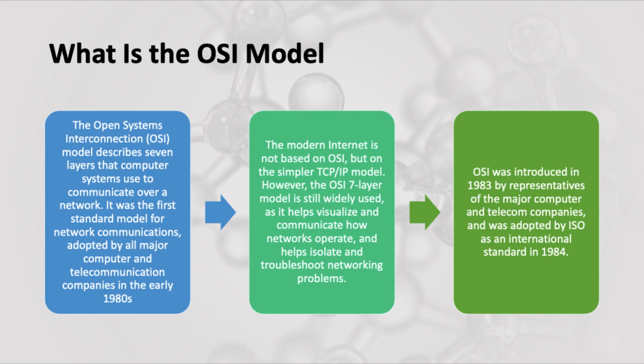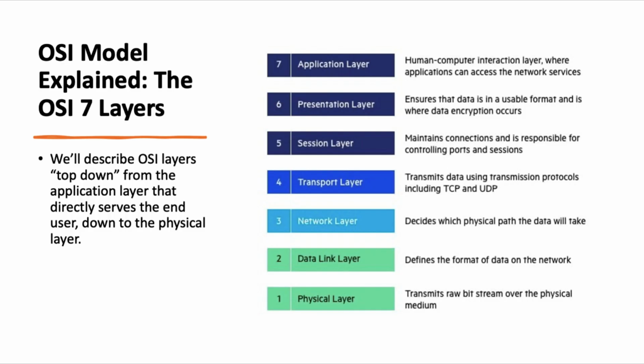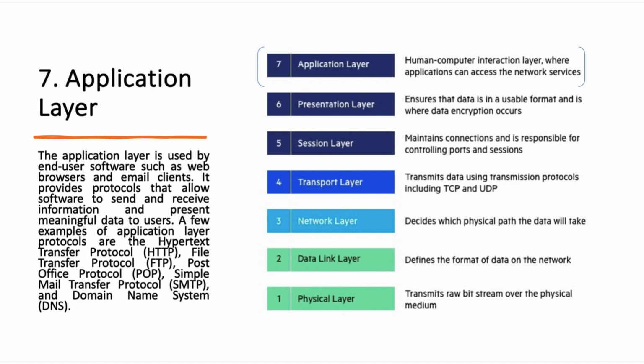OSI was introduced in 1983 by representatives of the major computer and telecom companies and was adopted by ISO as an international standard in 1984. We'll describe OSI layers top to down, from the application layer that directly serves the end user, down to the physical layer. Let's understand every layer with their functionalities one by one. Let's start with the application layer.